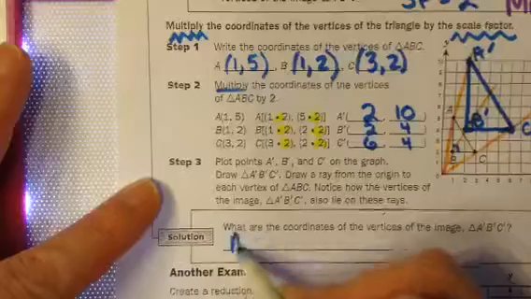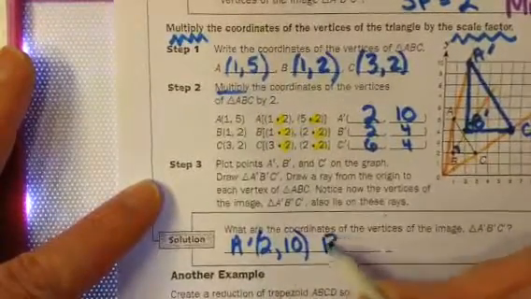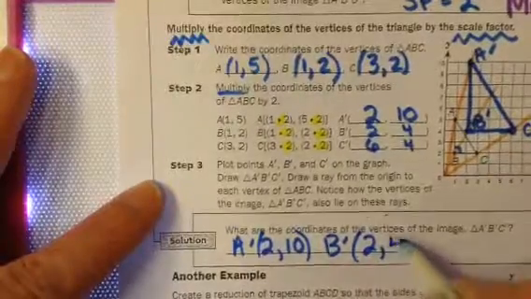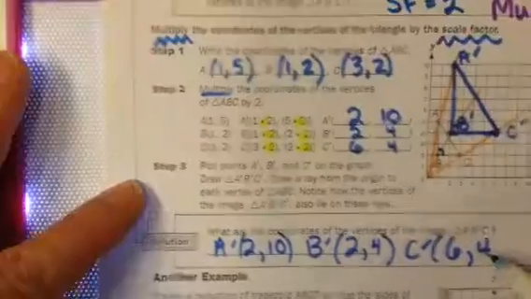Okay, so we've got A prime was at 2, 10. B prime was at 2, 4. And C prime was at 6, 4.